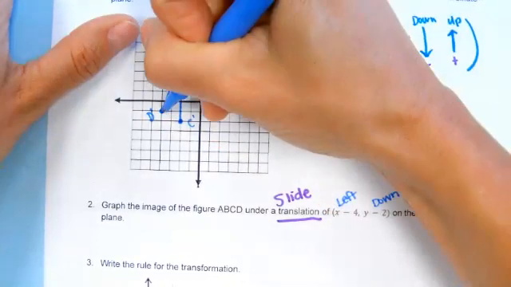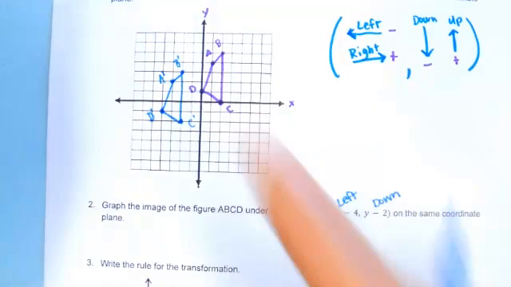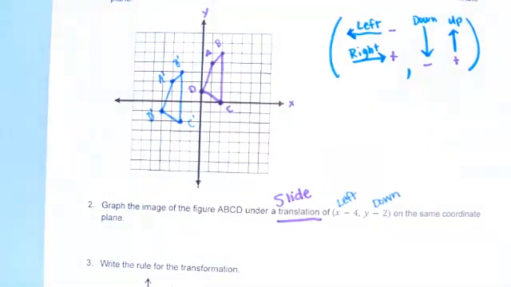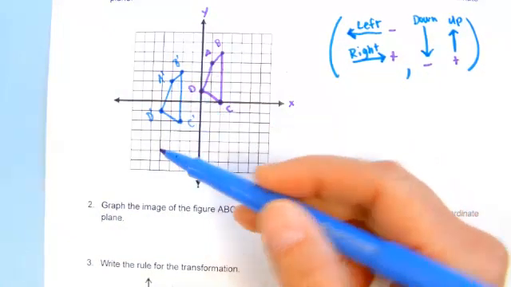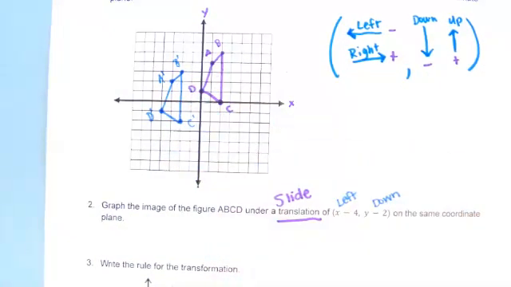And you should have the exact same shape. You know it's wrong if it isn't, and it should look like you took this whole shape and slid it left 4 and down 2. And that is the image of your original. Okay, so that's the first part.